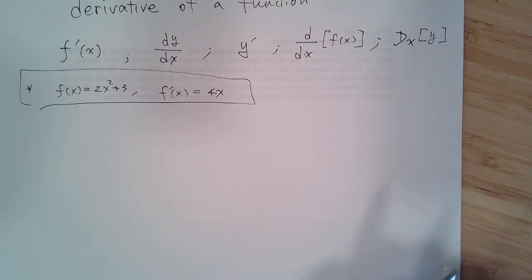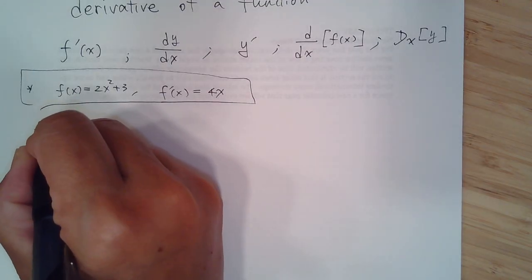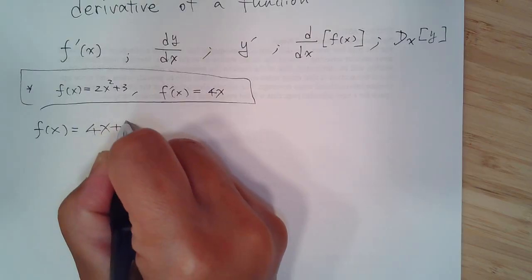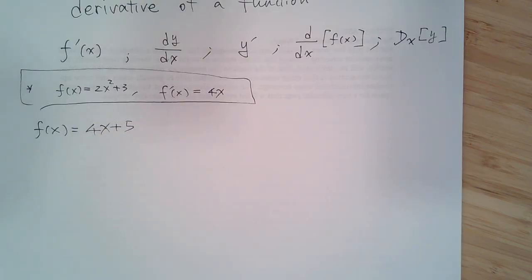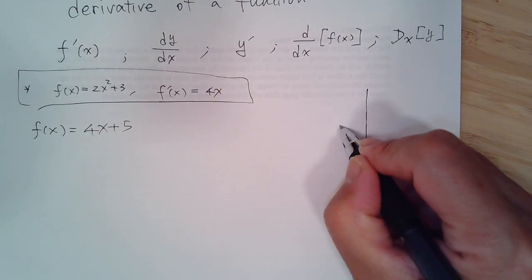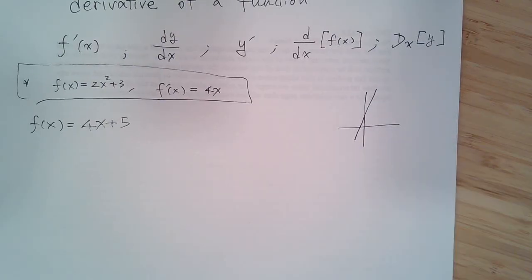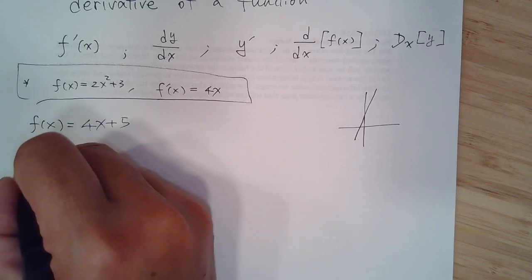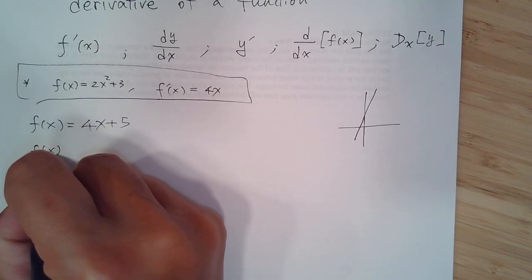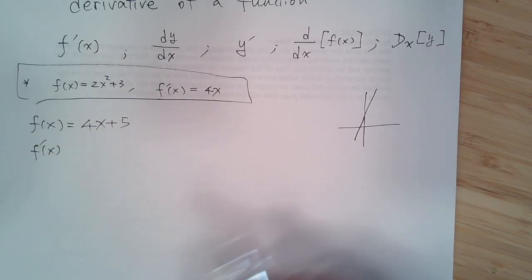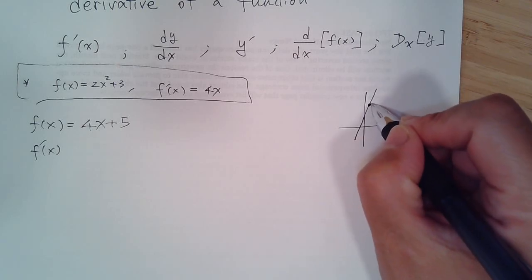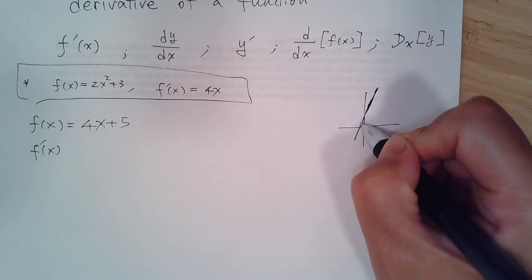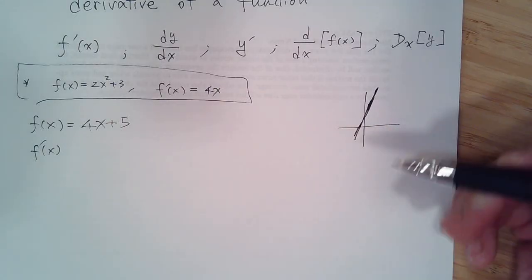All right, now the first one: if I give you f of x equals 4x plus 5, that should be just a linear function. And if you know the graph of this linear function looks like this, right? That's a straight line. So what's the f prime of x? Because you can imagine that for any point here, the slope of the tangent line should be the same as the slope of this line. So it should be the same, 4, right?